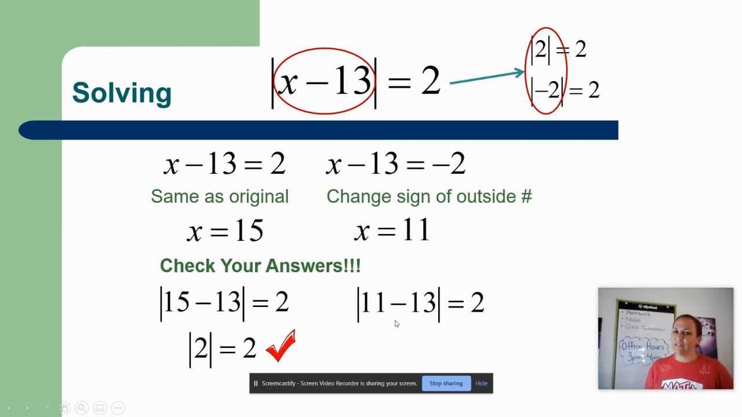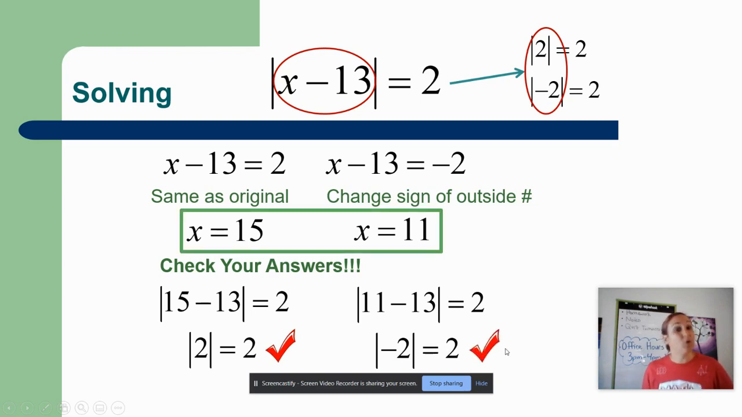When you're doing work inside an absolute value bars, you do exactly what it says. 11 minus 13 is negative 2, and the absolute value of negative 2 is positive 2, so that one worked as well. So again, both of these would be your final answer. 2 answers to these questions.